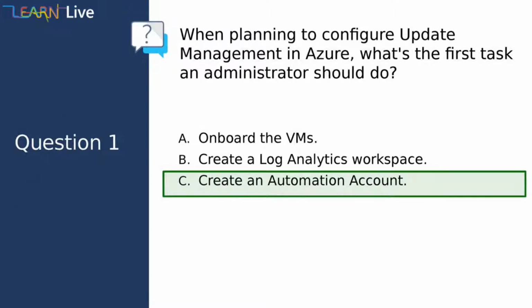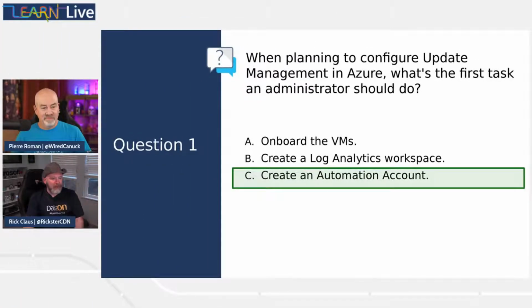And again, Pierre showed us the updated way of how to do that, which includes your Run As account as well. In the video that you can download and take a look at, it doesn't actually have that step because it does that for you in that one there. So cool. Create an automation account. That's number one.